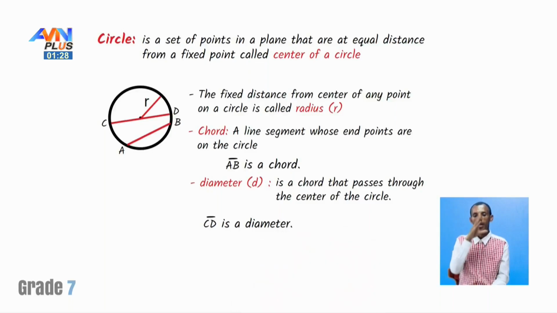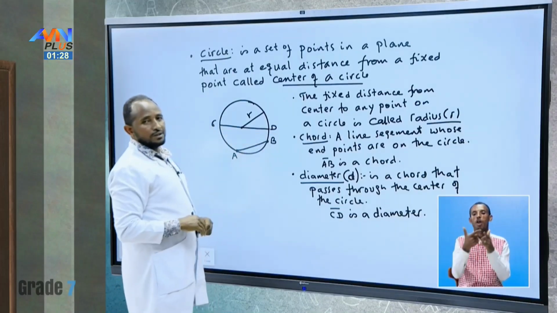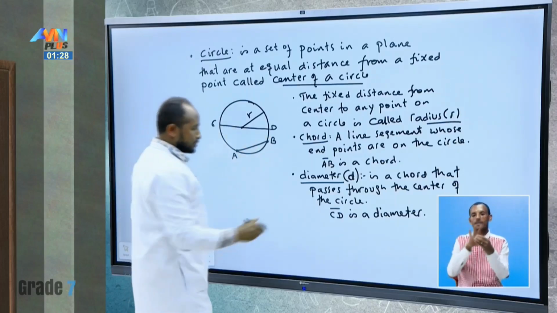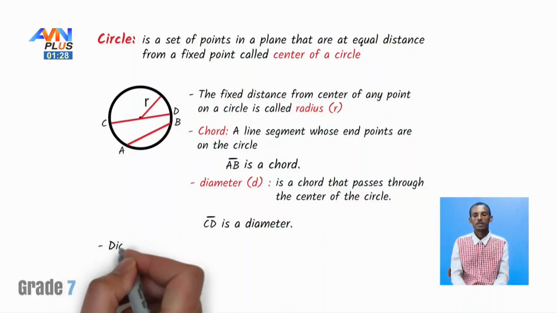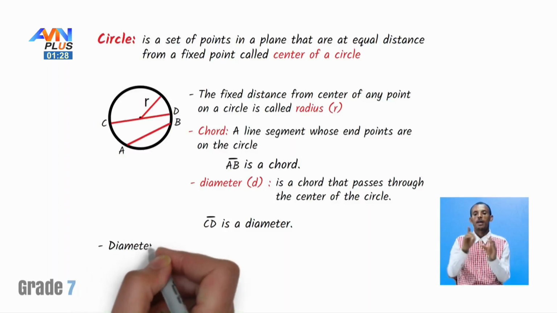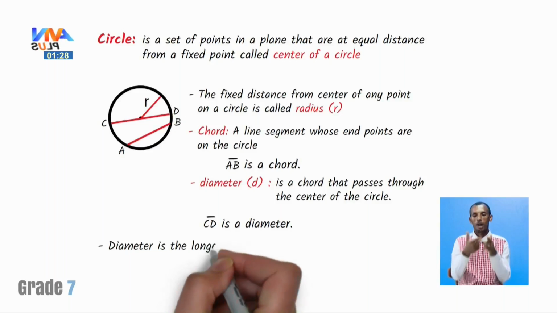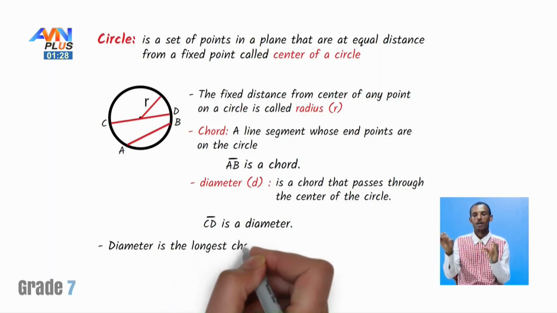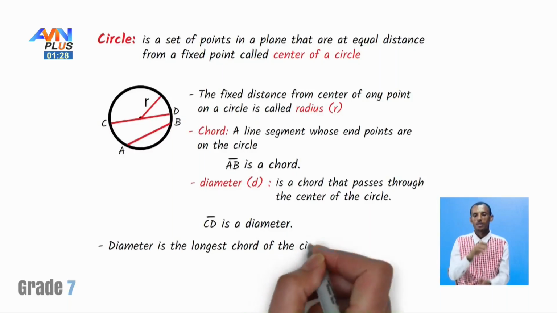And as you can see, this diameter is the longest chord of a circle. It's the longest chord. So diameter is the longest chord of the circle.